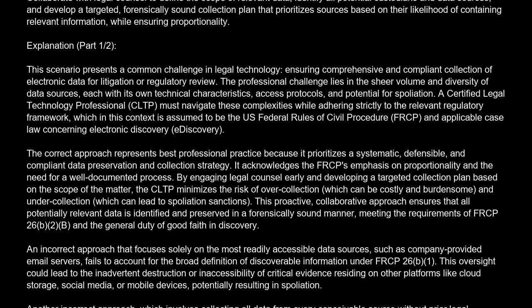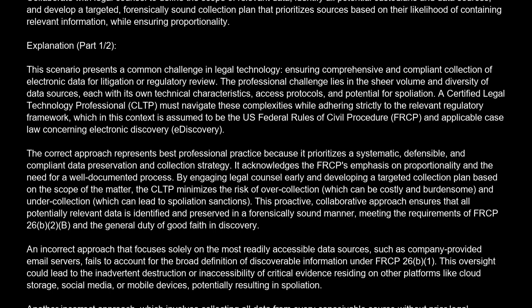Explanation. This scenario presents a common challenge in legal technology: ensuring comprehensive and compliant collection of electronic data for litigation or regulatory review. The professional challenge lies in the sheer volume and diversity of data sources, each with its own technical characteristics, access protocols, and potential for spoliation. A certified legal technology professional, CLTP, must navigate these complexities while adhering strictly to the relevant regulatory framework, which in this context is assumed to be the U.S. Federal Rules of Civil Procedure, FRCP, and applicable case law concerning electronic discovery, e-discovery.